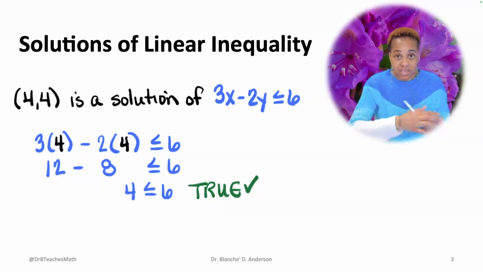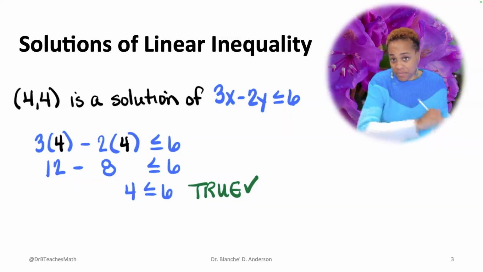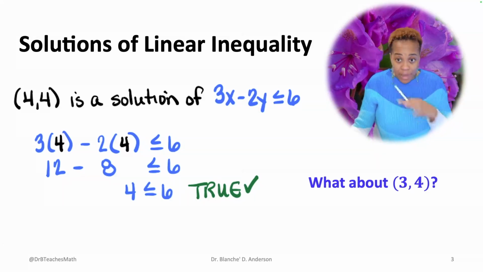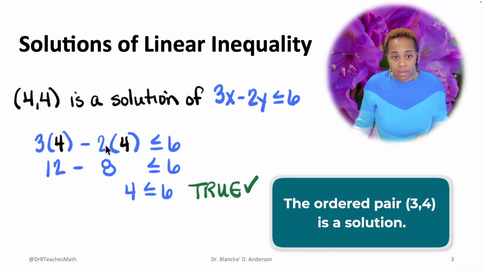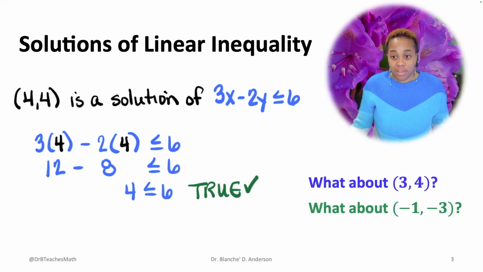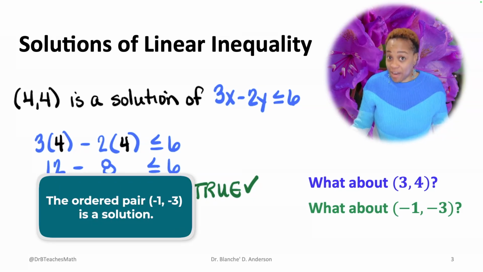But because this is a line, you know, it goes from negative infinity to infinity. It's still a straight line when you think about it. Is that the only solution? Well, what about 3 and 4? 3 times 3 is 9. 2 times 4 would be 8. 9 minus 8 is 1. Is 1 less than or equal to 6? Yes. Same thing with this one. Negative 1, negative 3. That also works.